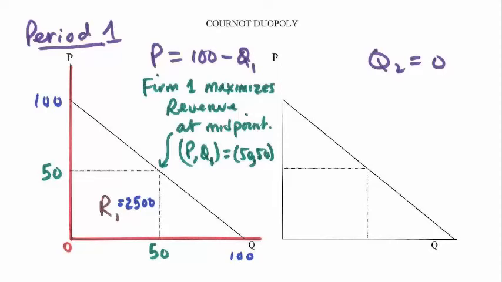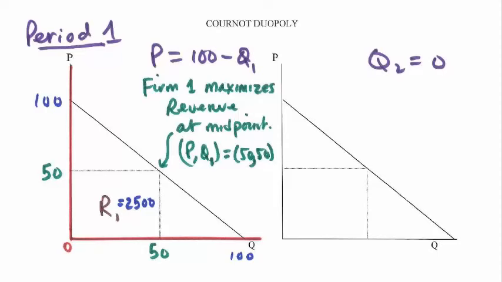MR equals 0 then is where we maximize revenue, which is the midpoint of the demand curve. Price equals 50 and quantity equals 50. Revenue is equal to 2,500 at that point when there is only one firm present. Remember, the problem asked us, how does the answer change if our neighbor decides to enter the market?